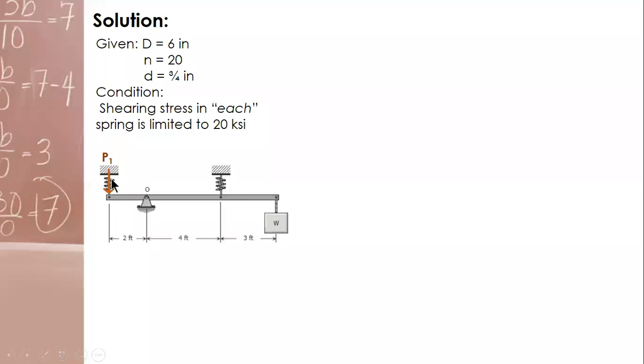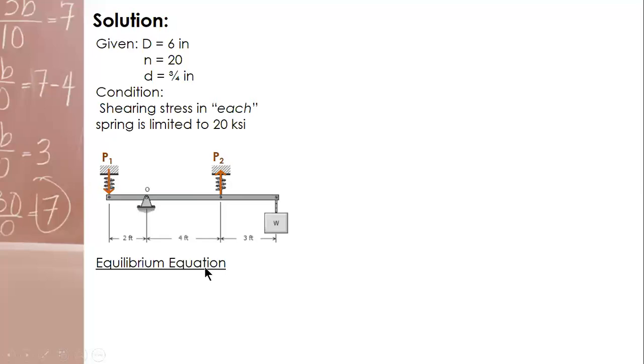We all know by convention that compression is towards the joint, or towards the point, while tension is away from the point. That is why our P2 is pointing away. While this one points towards the point, so it is compression while this one is tension.